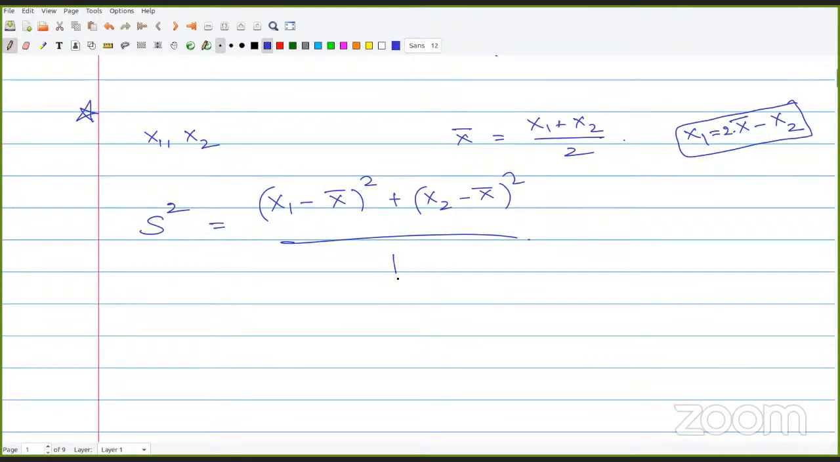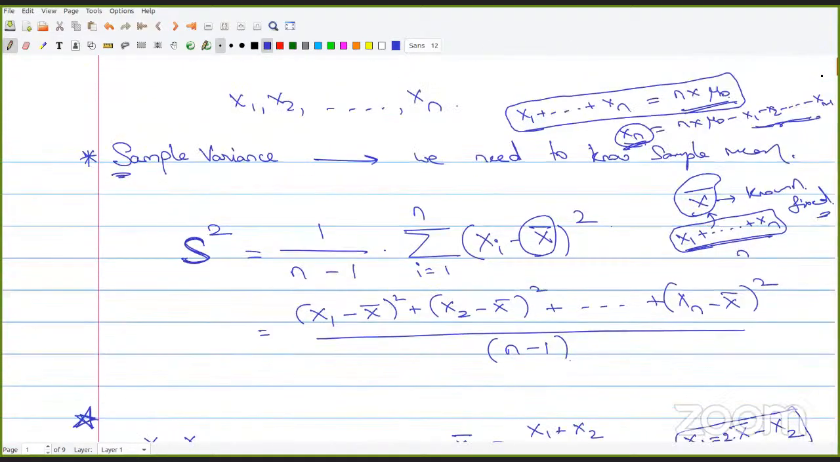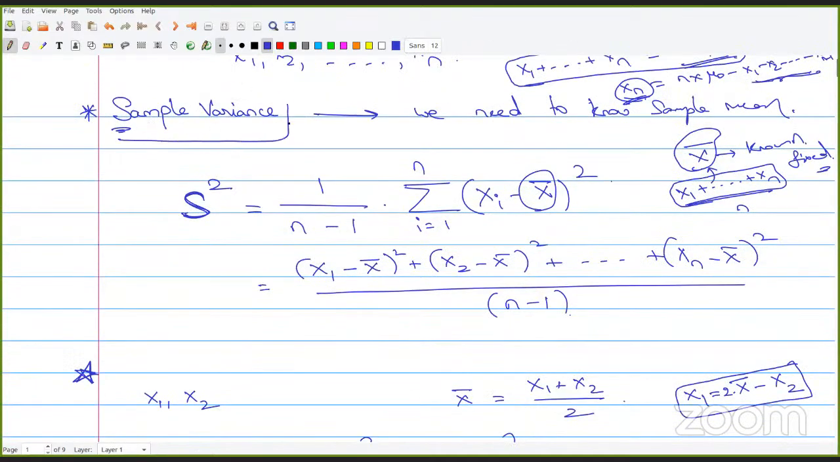Has everyone understood this two-samples case? Can you repeat this, please? The first and foremost thing you should understand is that in order to compute sample variance, we need to know the sample mean, right? If you know x bar, then only I can compute this sample variance.